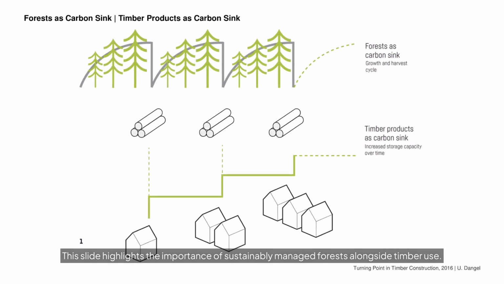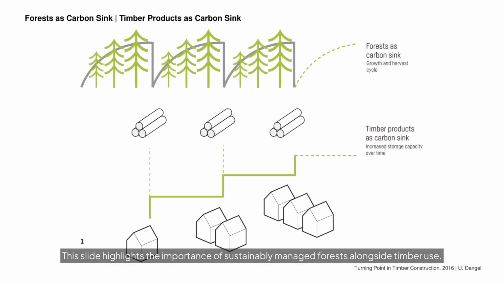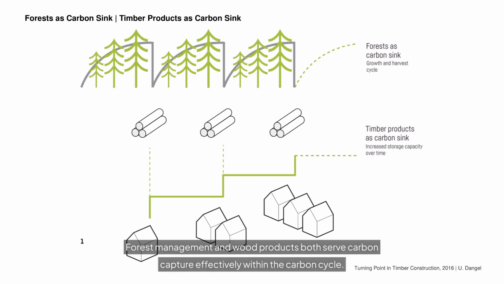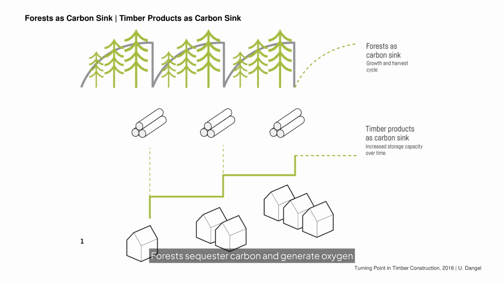This slide highlights the importance of sustainably managed forests alongside timber use. Forest management and wood products both serve carbon capture effectively within the carbon cycle. Forests sequester carbon and generate oxygen while simultaneously supporting natural ecosystems and the built environment. Using wood in construction can significantly cut a building's carbon footprint as long as it does not decompose or burn. This is the opposite of materials like steel or concrete. Producing traditional building materials emits carbon, whereas manufacturing wood products retains carbon locked up in buildings.